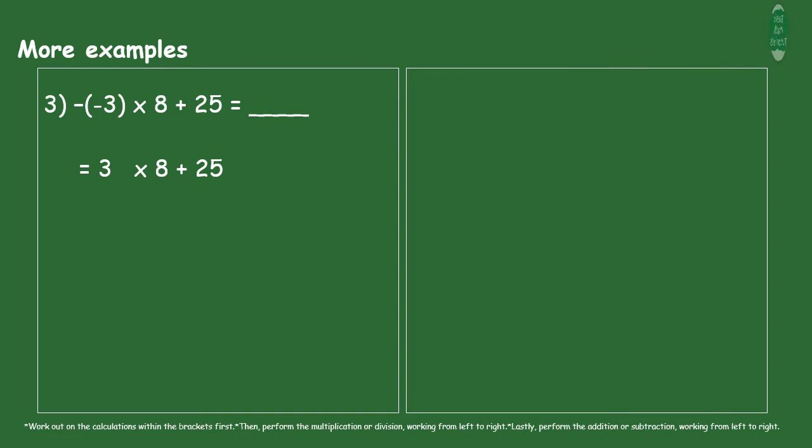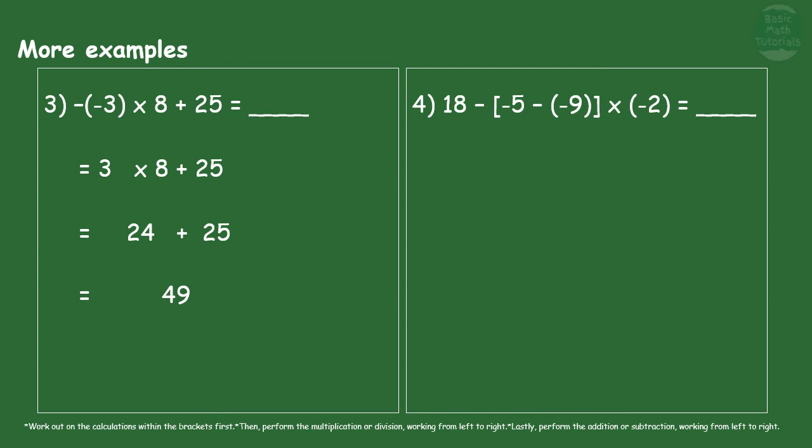So first, we have multiplication. We have to deal with that first. So 3 times 8 is going to be 24 plus 25. And the final answer will be 49. Good. Now let's proceed to number 4.